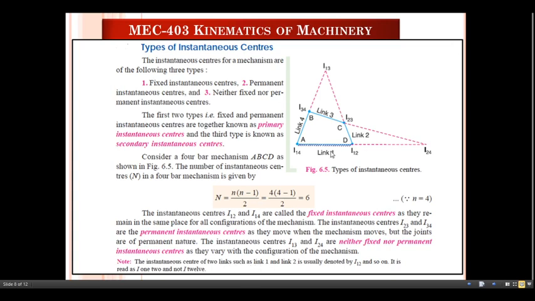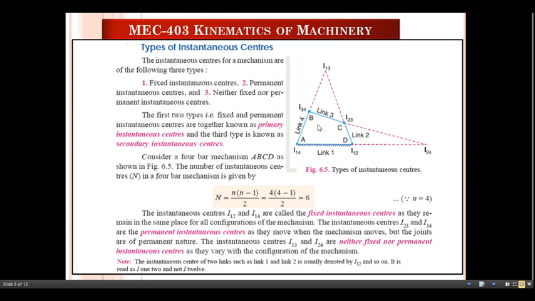such as link number 1 and link number 2, is usually denoted by I12 and so on. It is read as I-one-two, not I-twelve. Once again, if the instantaneous center directly lies on the fixed link, that is known as a fixed instantaneous center. The instantaneous centers apart from the fixed link that are available to us are known as permanent instantaneous centers, that will move when the mechanism starts to move.